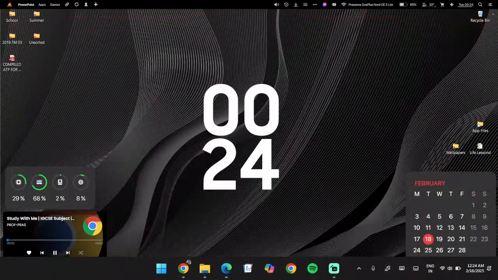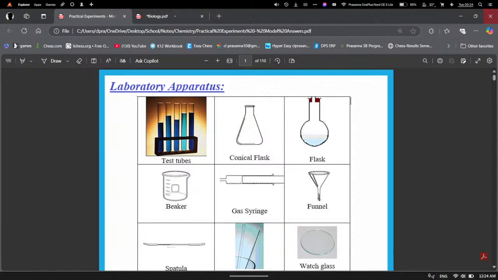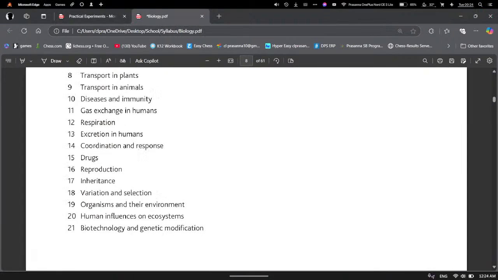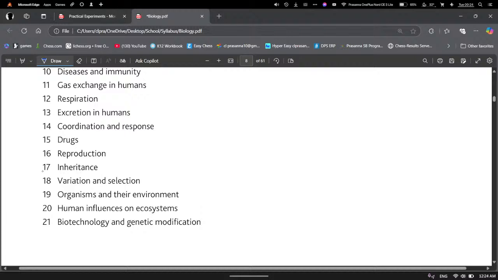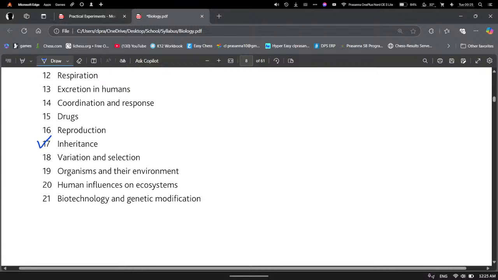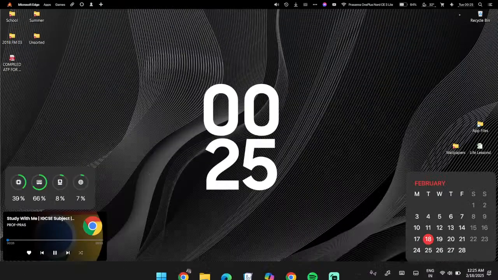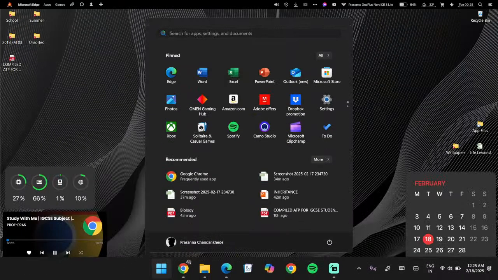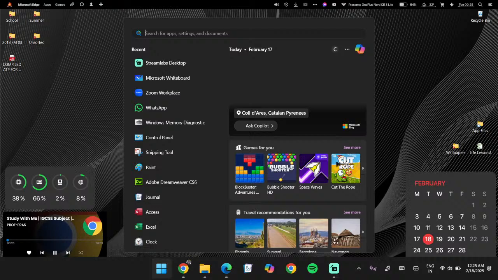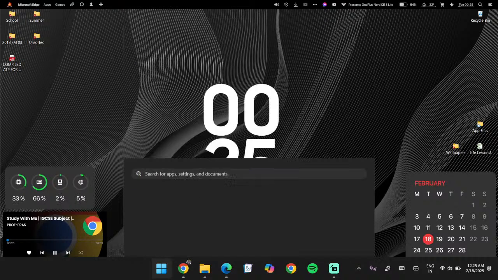Done for this chapter. Let me just mark it off. So I'm done with inheritance. Now maybe I'm going to do variation and selection. For this chapter, instead of opening the notes, I'm going to be using my notes and maybe trying explaining them.